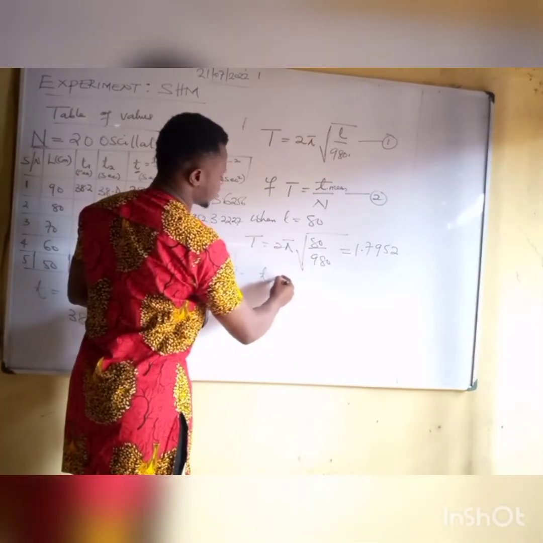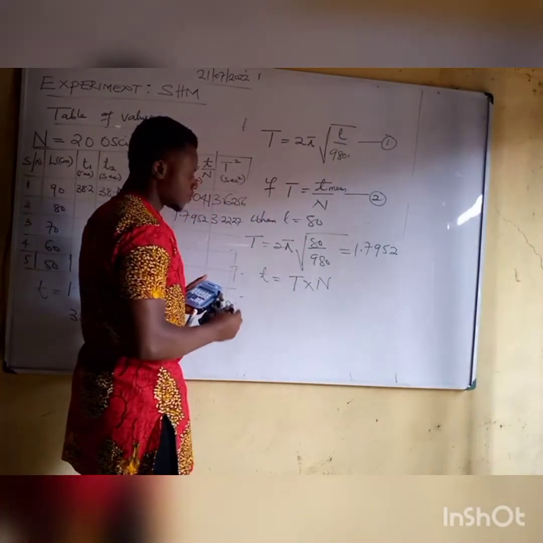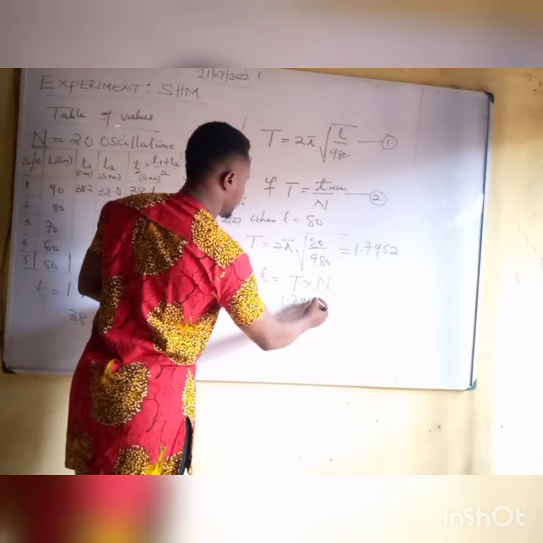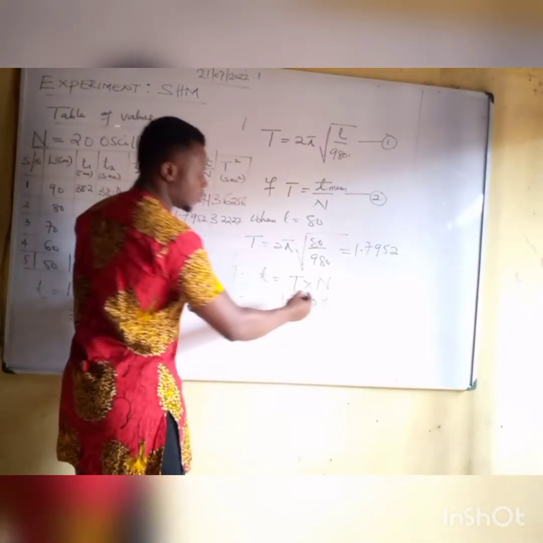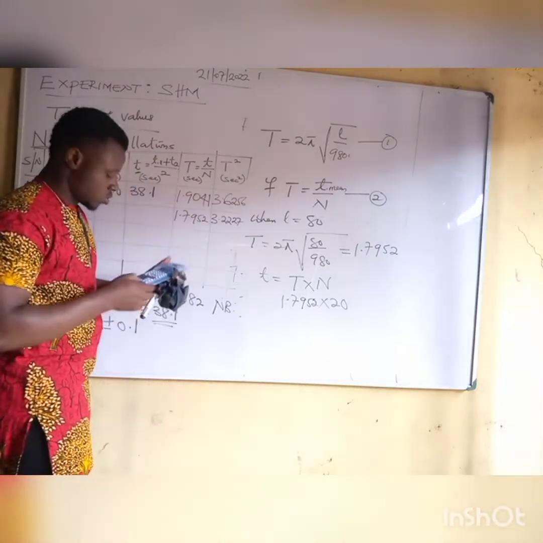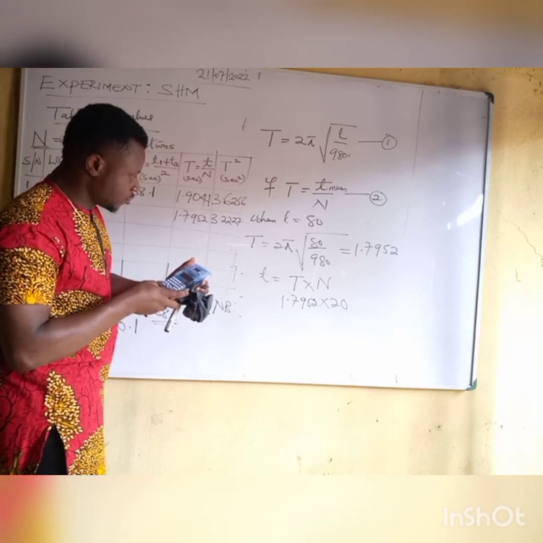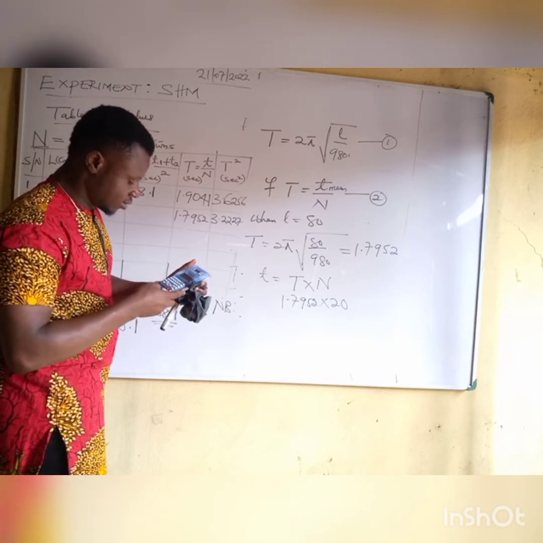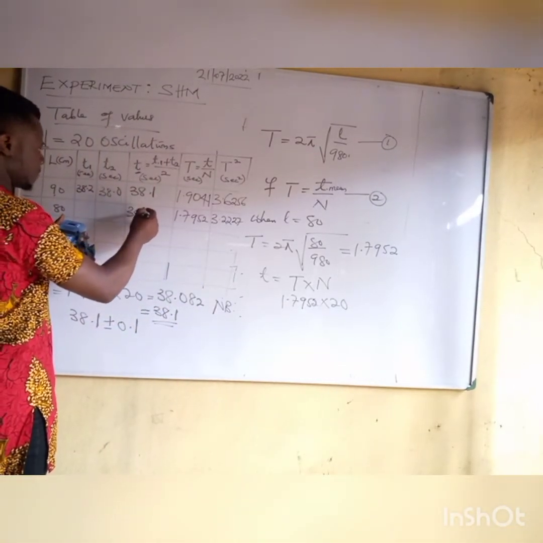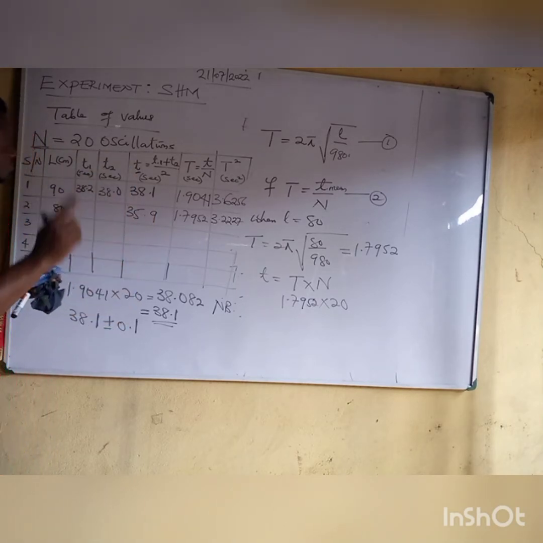Then coming to the other one, if I want to get this, what's our formula? Our T mean is equal to the period times the number of oscillations, from formula 2. And our period here is 1.7952 times the number of oscillations, which is 20. In this case, I can now say 1.7952 times 20 will give us 35.9. Remember, we take this in one decimal place.